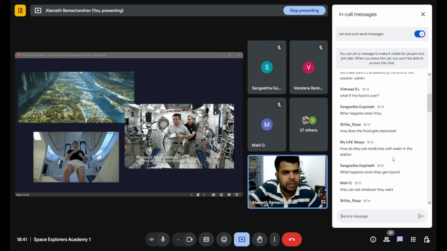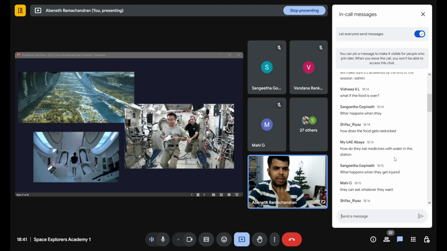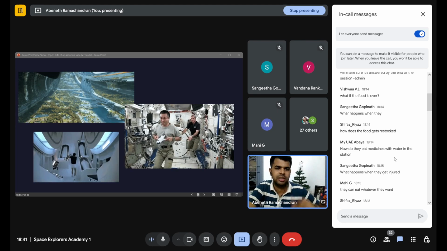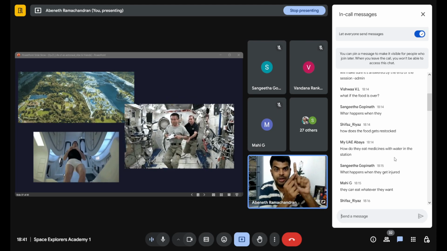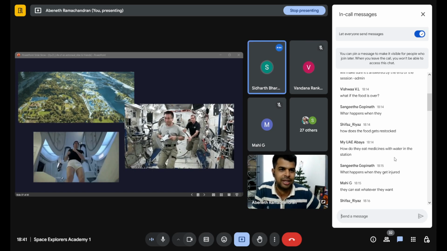How do they take medicine with water in the station? So they only swallow solid tablets directly. It is mostly dry powder, so it will easily be swallowed. It's not very hard, not very big. It's a very small tablet only. They can easily swallow it.